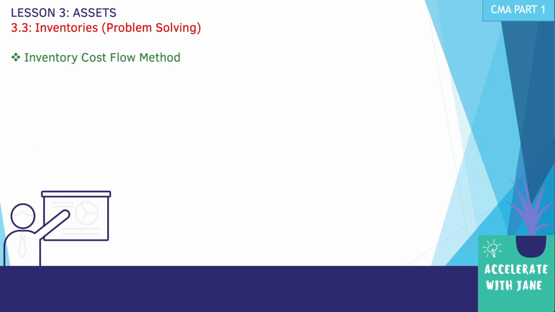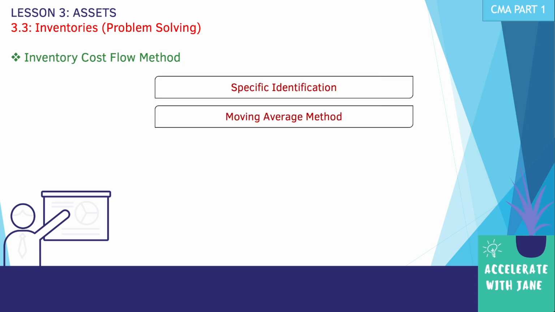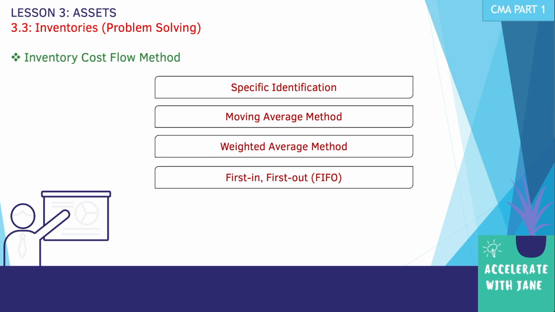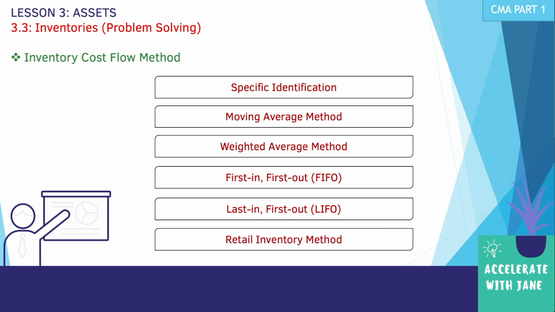Now let me provide you examples for problem solving for the inventory cost flow method. We have here several methods. First is specific identification. Second, moving average method. Third is weighted average method. Fourth is first in, first out, or we also call this the FIFO. And then the last in, first out, or the LIFO. And then the retail inventory method.